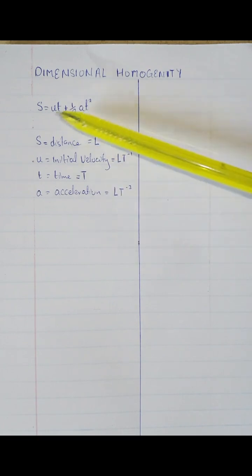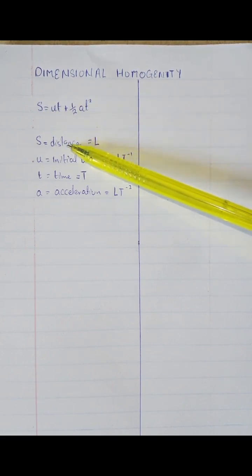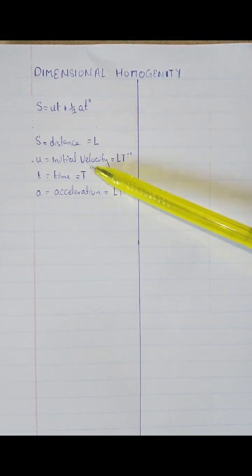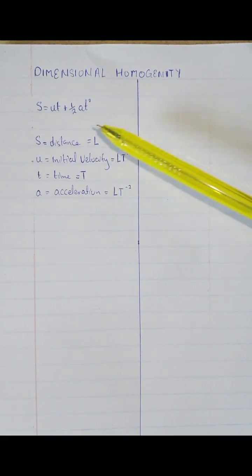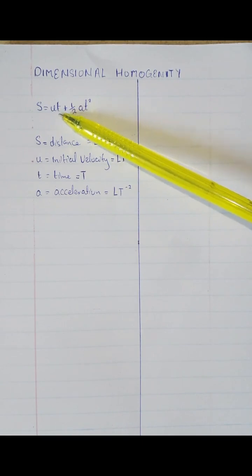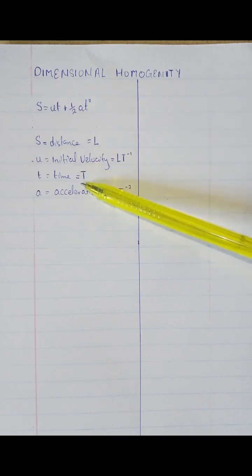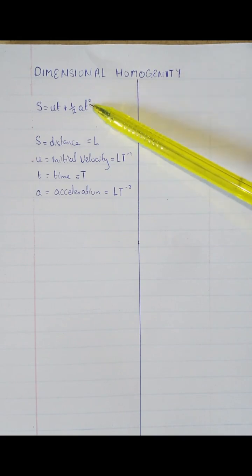So this is distance. S here represents distance, and the dimension for distance is L. U represents initial velocity, and the dimension for initial velocity is L per t. T here represents time, the dimension for time is t, and A here represents acceleration. The dimension for acceleration is L per t square, and this t also represents time.